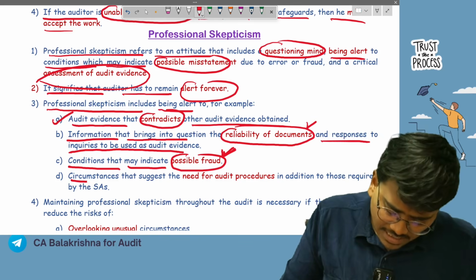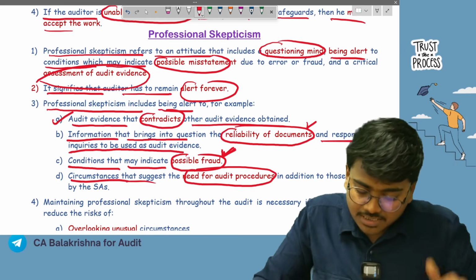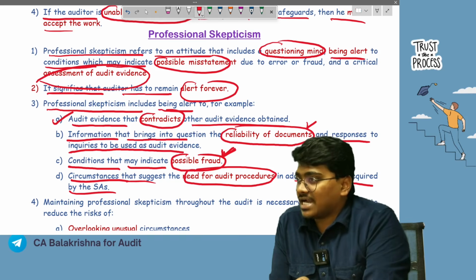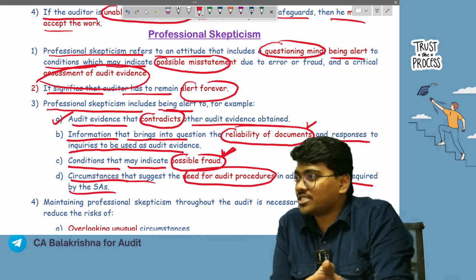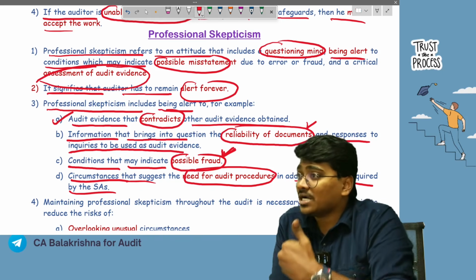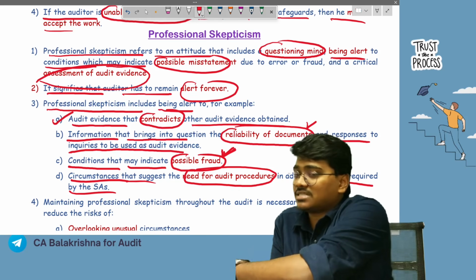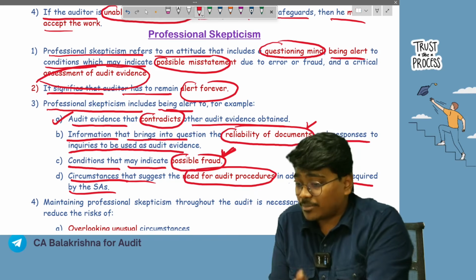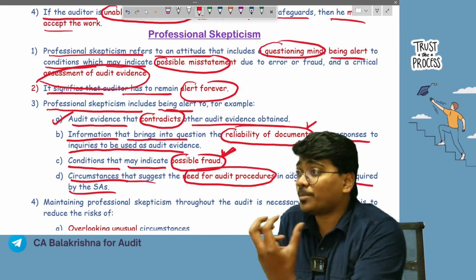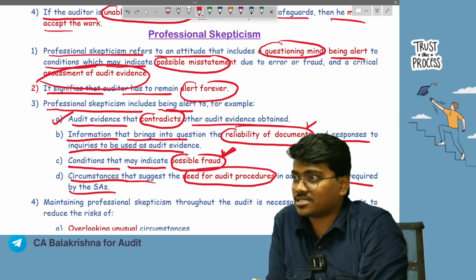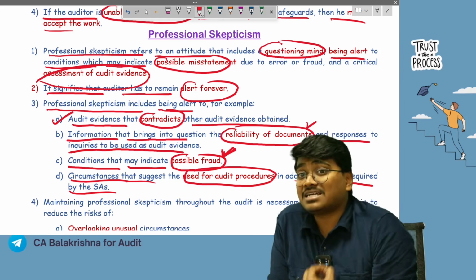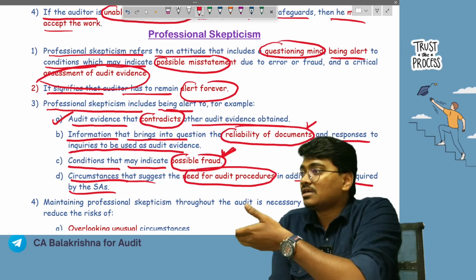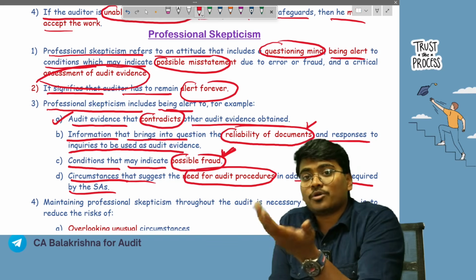Okay, next, circumstances that suggest the need for audit procedures in addition to those required by SAs. See, it is quite impossible even for the standards to prescribe each and every procedure that has to be done by the auditor. Based on the circumstances, the auditor has to determine, apart from the procedures required by the standards, whether there is any requirement for me to do other procedures also. If there is any requirement based on the riskiness of the situation, the auditor should also perform such other procedures, which are not prescribed by the standards, to obtain audit evidence. This is also known as exercising professional skepticism. Understand? These are some of the situations wherein you have to exercise professional skepticism.